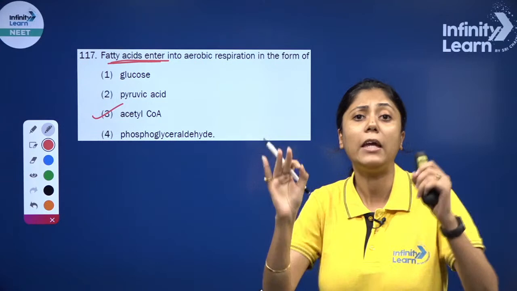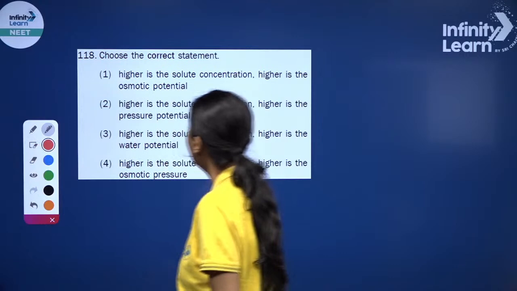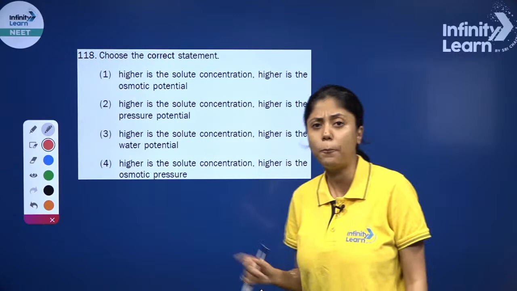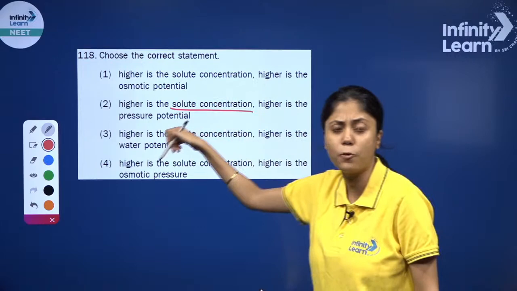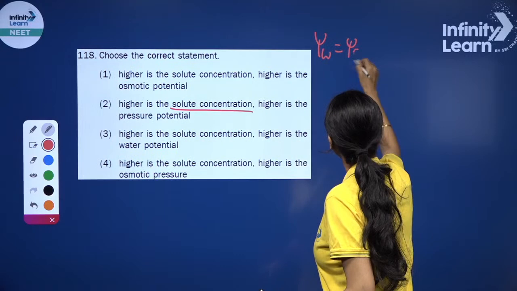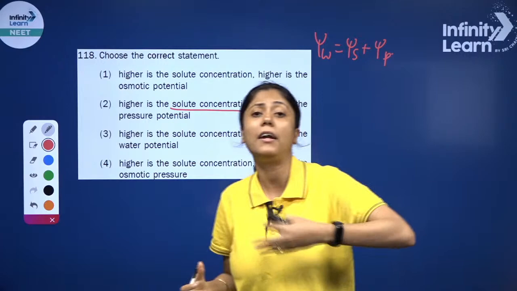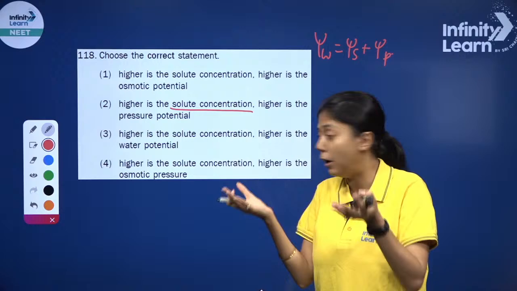Moving ahead to the next question. Choose the correct statement. Higher the solute concentration, higher the osmotic potential. No, this is not correct. Higher the solute potential, higher is the pressure potential. How can that be correct? Because what is the formula we use? Psi W is equal to psi S plus psi P, correct? You cannot say that if the solute concentration is increasing, then the pressure potential will also increase. It cannot happen like that.